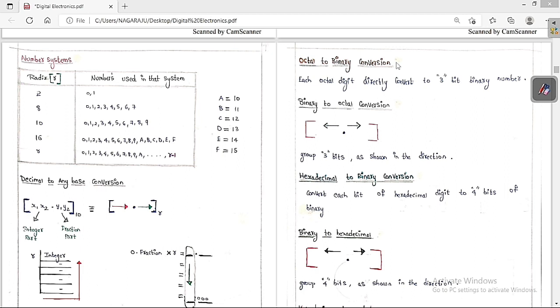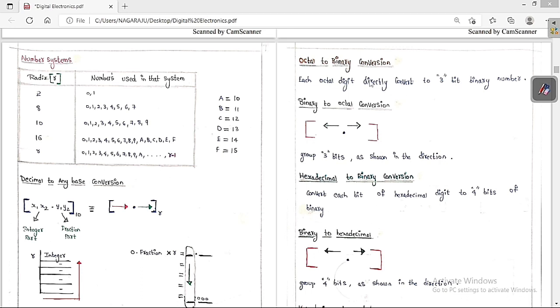Whatever the octal number is, you convert it into a binary number, taking 3 binary digits for each digit. For every octal digit there will be a 3-digit binary representation, so replace each octal digit by its 3-bit binary number. The overall value that you get is the number in the binary number system. So each octal digit directly converts into a 3-bit binary number.